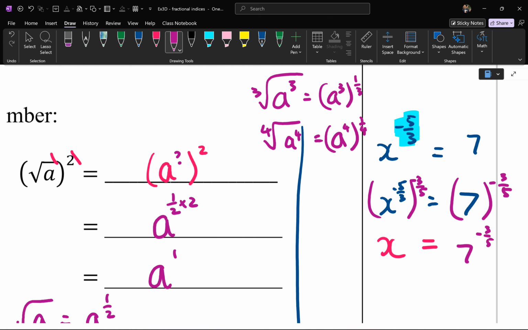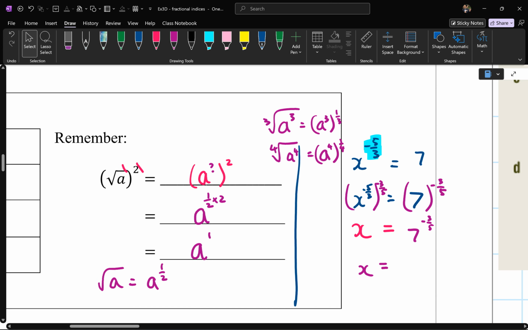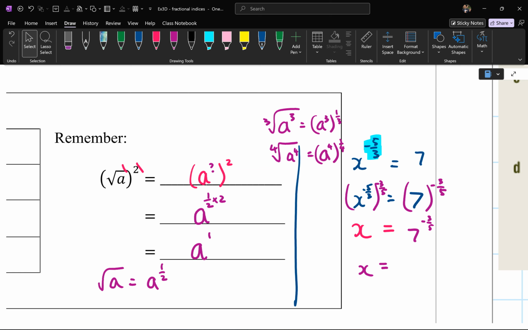But knowing at year 12, you can't leave your answers with a negative power, so what should the answer truly be? Think about it. Which rule is this one now? 7 to the power of negative 3/5 is the same as?